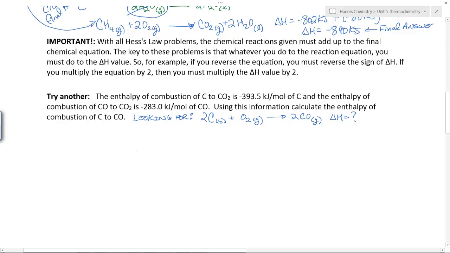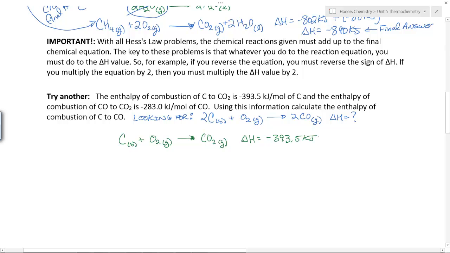In this case, I have two reactions I'm working with. One of them is the reaction of carbon with oxygen to form CO2. So I'm going to write that one down. Solid carbon plus O2 gas gives us CO2 gas. Of course, we need to balance that, which it looks like it is. And the problem tells us that the delta H for this reaction is a negative 393.5 kilojoules.